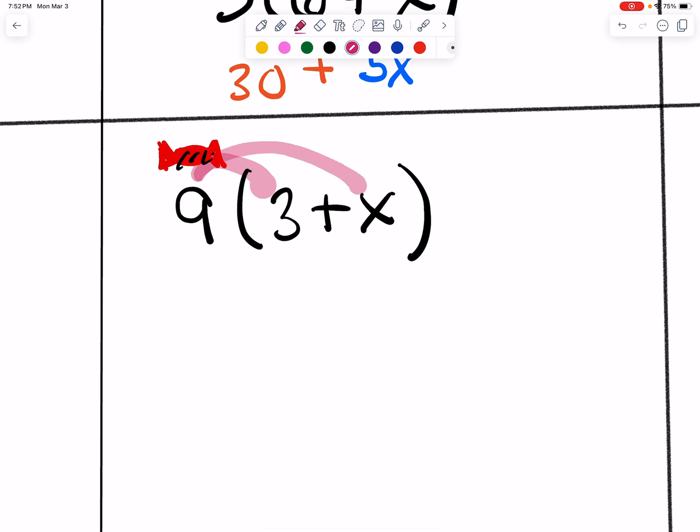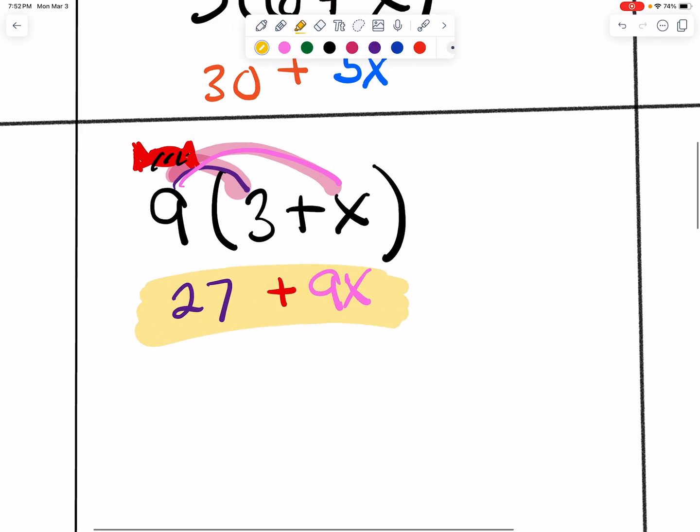Okay, I'm back. So we are going to do 9 times 3, which is 27. And then we're going to do 9 times x, which is 9x. And then what function am I doing? I am doing an add. And that is your final answer. Dun, dun, dun.